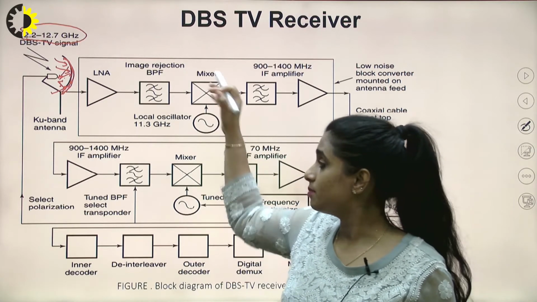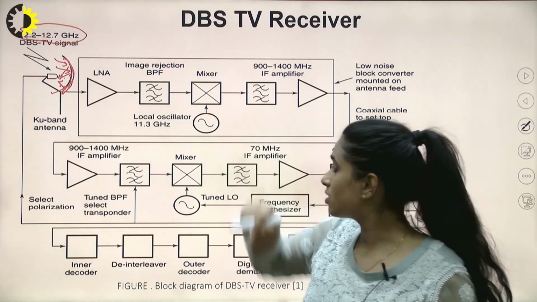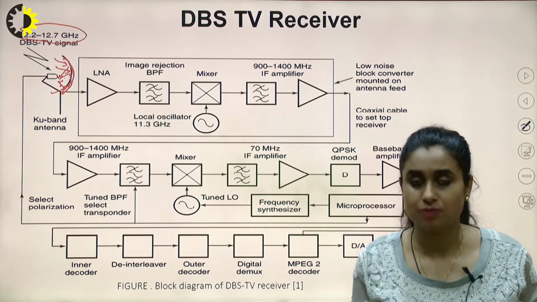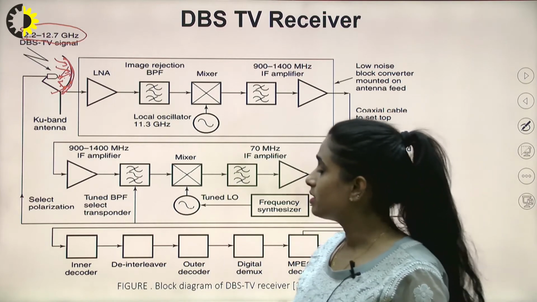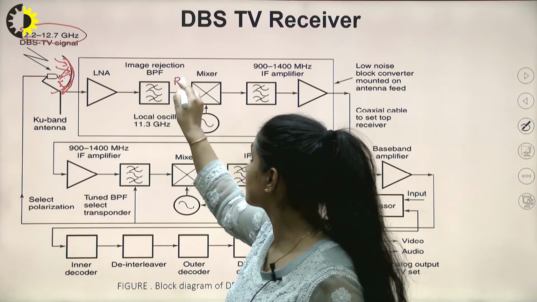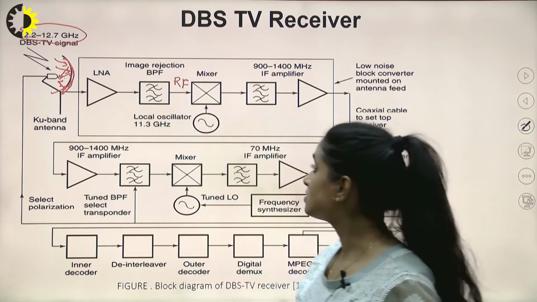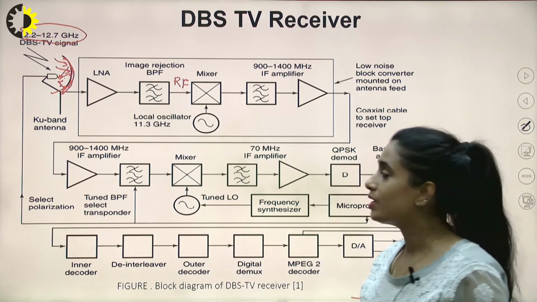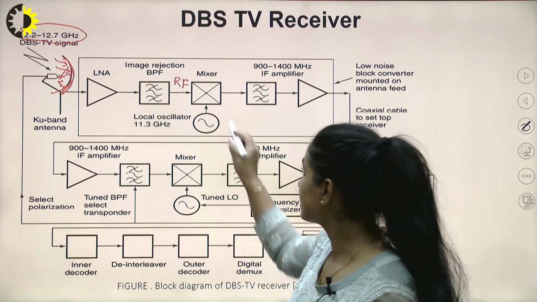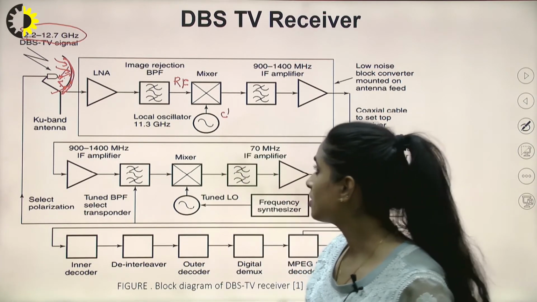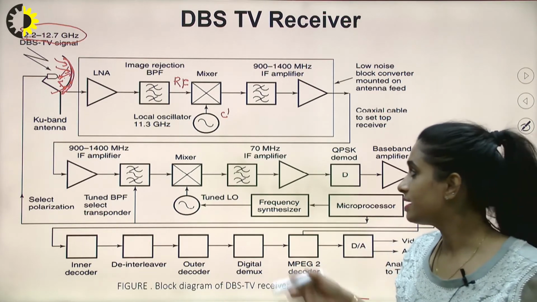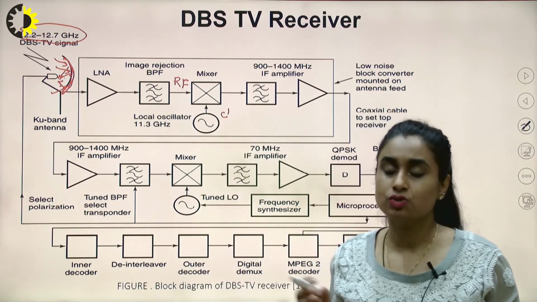Next, it goes to a mixer, which can also be called a product modulator. This is the universal symbol we use for a product modulator. It requires 2 inputs. One input is the RF frequency that we receive. The other input is from a local oscillator. Why do we call it a local oscillator? Because it generates a carrier wave which is in our hand. We can manipulate it, we can control it.